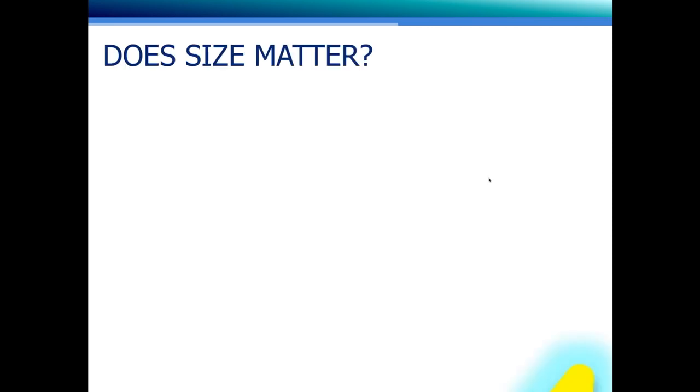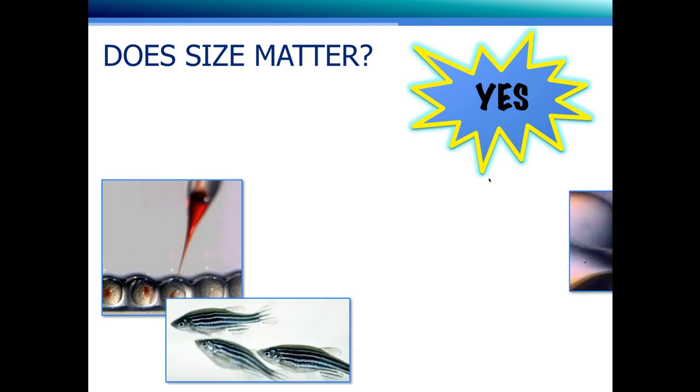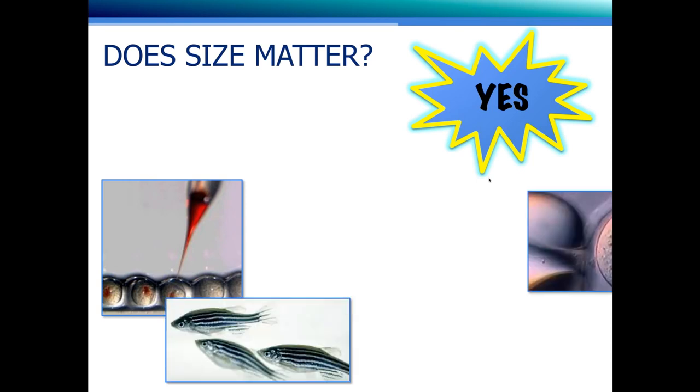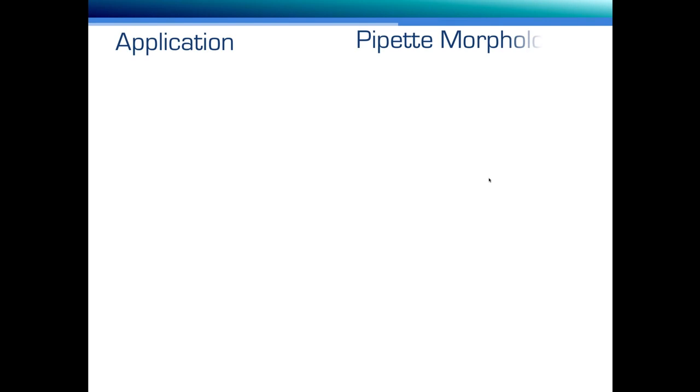So here's an age-old question, does size matter? And keep in mind we're talking about pipettes. And the answer is yes. Depending on if you're micro-injecting zebrafish or doing micro-injection of mouse eggs, doing transgenics and putting DNA or RNA into the cytoplasm or into the nucleus, you need a specific shape pipette for that to work. So the application is going to determine the pipette morphology.